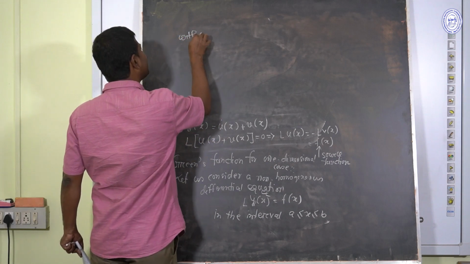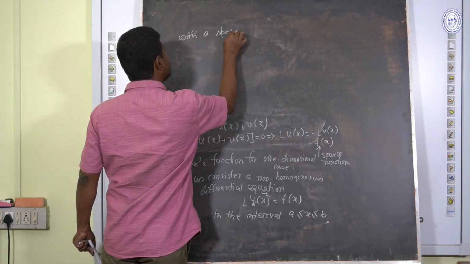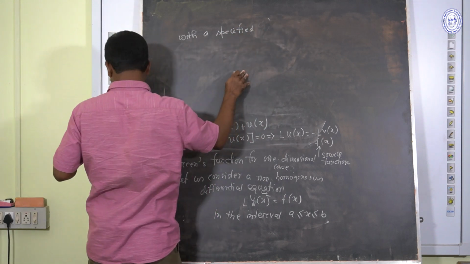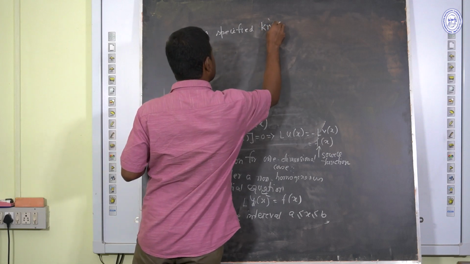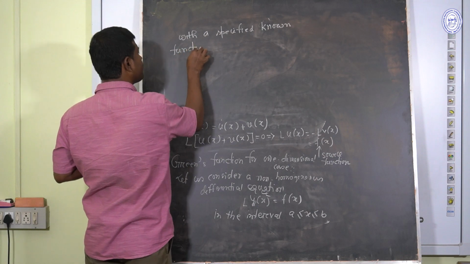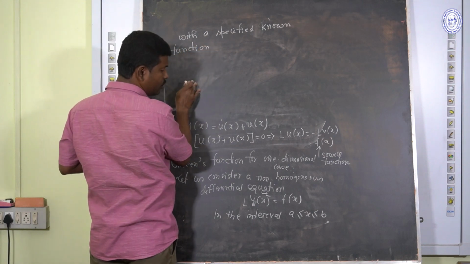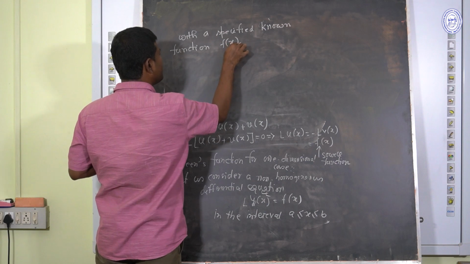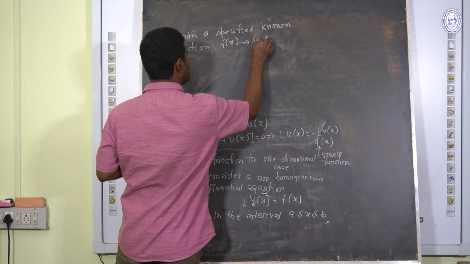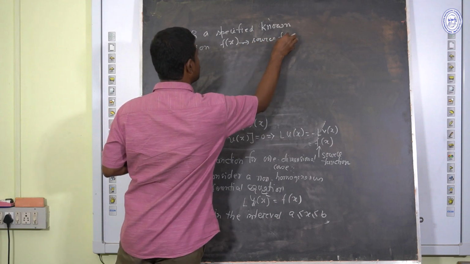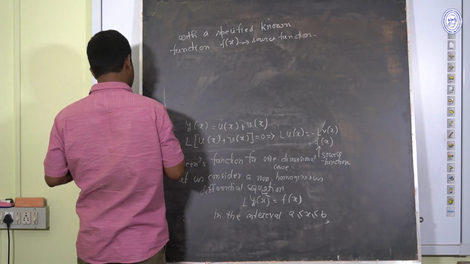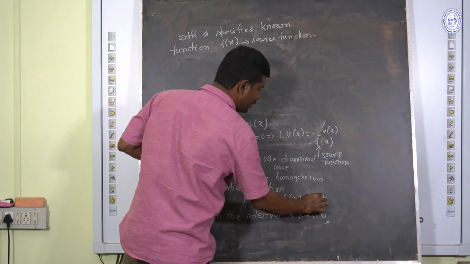With a specified known function f of x. This is called the source function. Suppose this is our equation number 1.